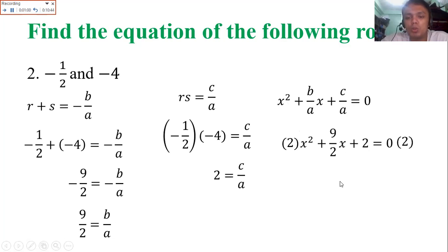Multiply both sides by 2. Then we have 2x squared. Cancel out 2. Naging 9x na lang. 2 times 2 is 4.